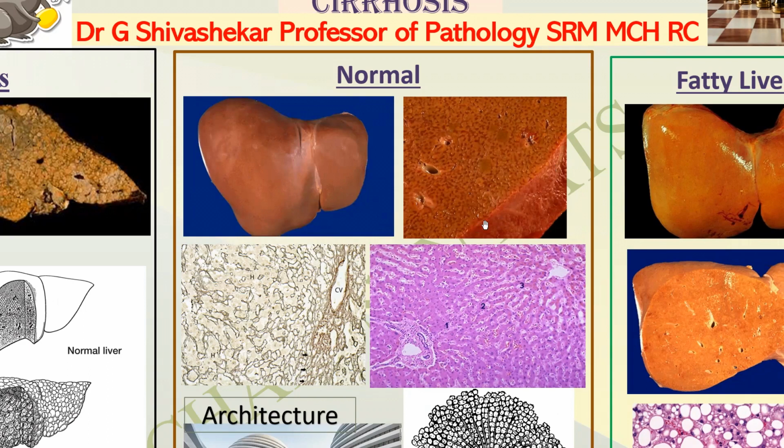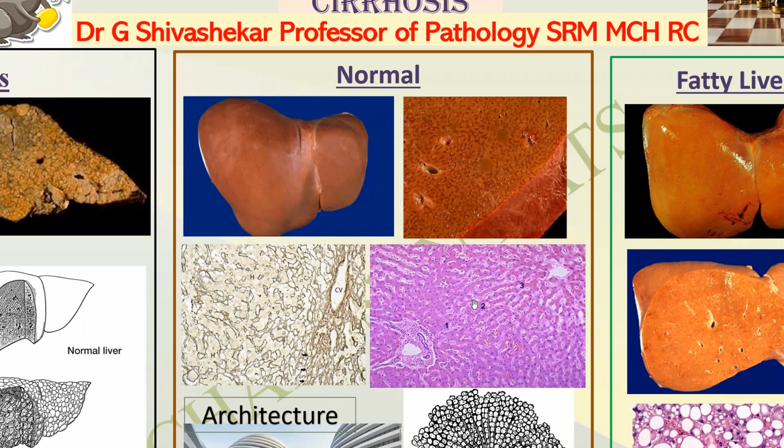And this is the capsule that is covering over it, and the cut surface is more or less homogeneous, but if you look carefully, there will be fine, delicate, dark and light areas. This will be the gross picture.